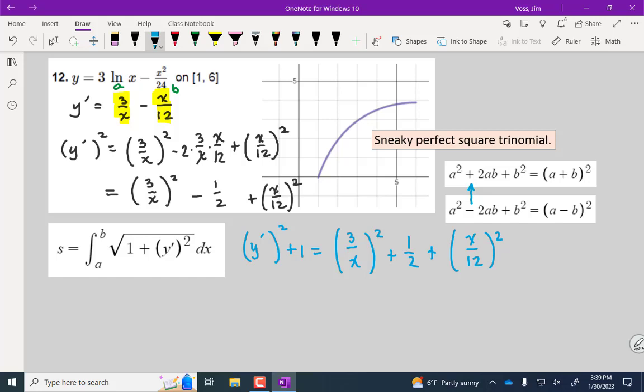And what it's very tempting to do, if you squared this out, you have 9 over x squared. Here you have x squared over 144. It's very tempting to put it in descending order, take the minus half and put it on the outside, and then you get down here and you add 1, and you would never recognize that it's a perfect square trinomial. If it was x squared over 144 plus 9 over x squared plus 1/2, who in their right mind would look at that and say, oh, that's a perfect square trinomial, right? You just wouldn't notice it.